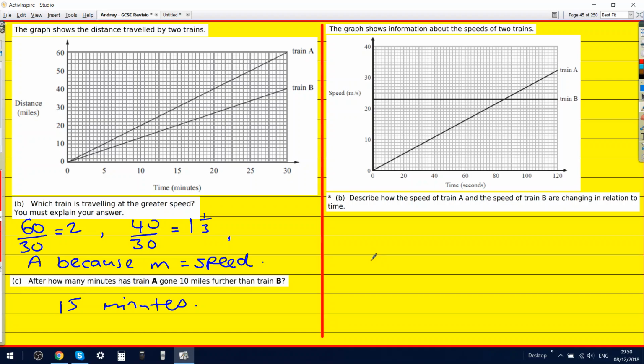So I'm not really sure what to say. So would I say something like train B stays at constant speed, but it starts off quicker than train A? No, that's fine. Just constant speed. That's all they asked you to comment on. And A accelerates. Yeah, accelerating speed or something like that. Yeah. Accelerate's really fine.